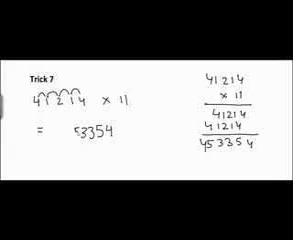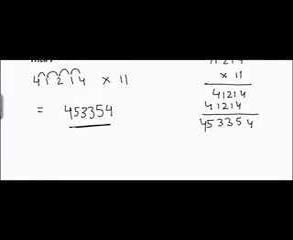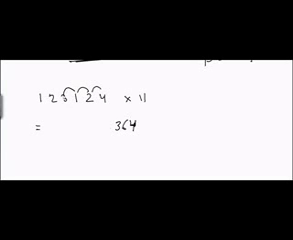Now let's take another example. If I have 1 2 3 1 2 4 and I want to multiply by 11, what I will do is write 4, then 4 plus 2 is 6, 2 plus 1 is 3, 1 plus 3 is 4, 3 plus 2 is 5, and 2 plus 1 is 3, and then 1 in the end. So that is the answer.